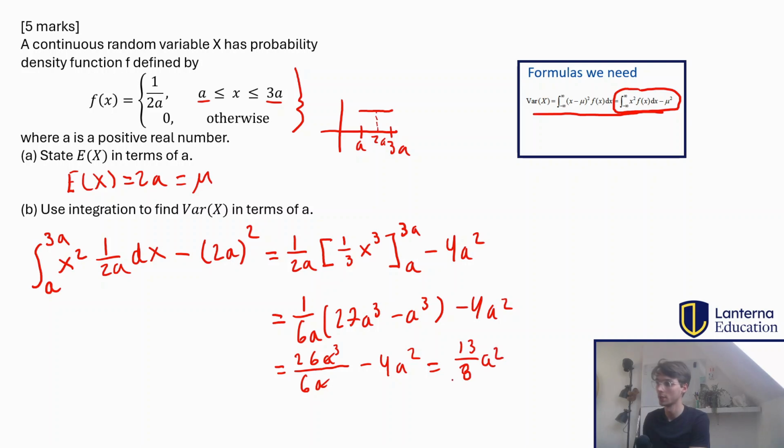3a squared. Excuse me, that was the ugliest 3 on planet Earth. Let's make that a little bit prettier, guys. That is over 3 minus 4a squared. And if we simplify that to the end, then we just get a squared over 3. There we go. And that is the variance of x in terms of a.